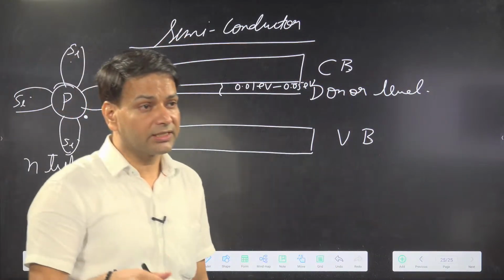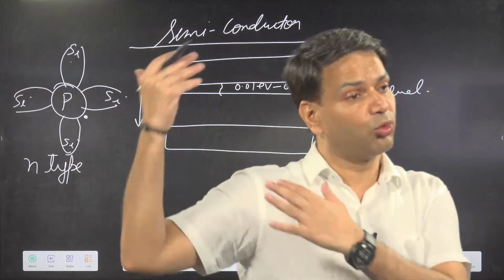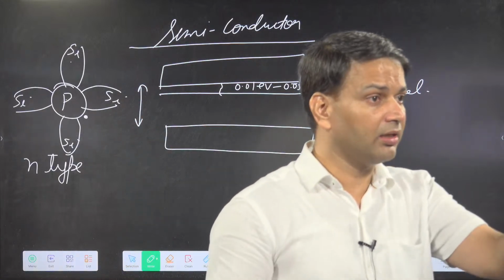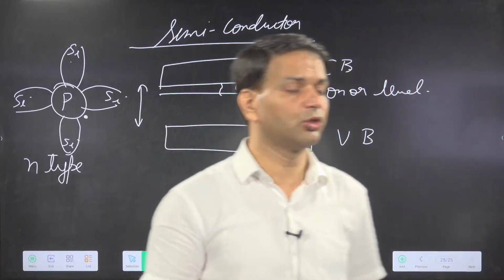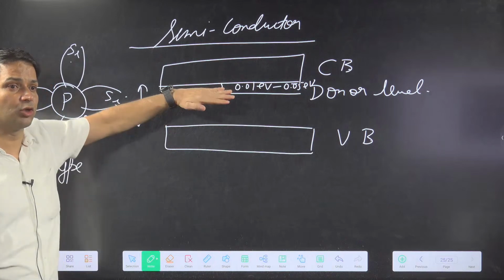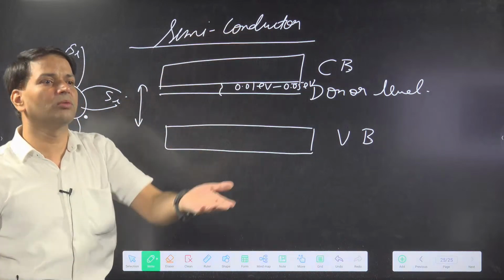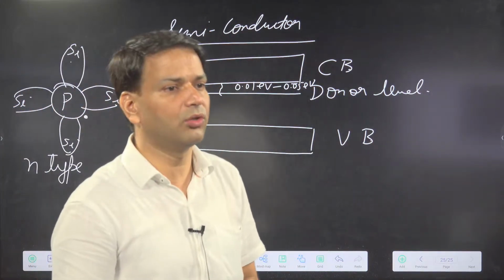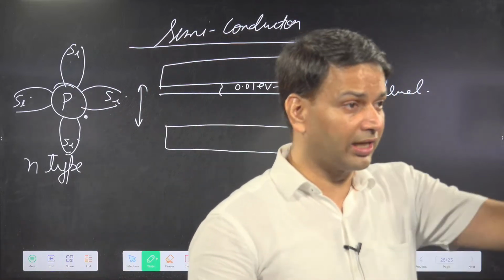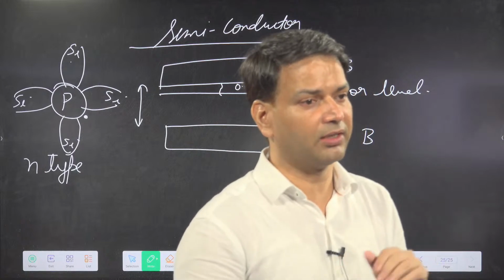So that's why conductivity increases. Earlier it required more energy, 0.7 or 1.1. But now only 0.01 to 0.05 electron volt energy is needed. So the electron will jump from the donor level to the conduction band. When the electron moves, it means current flows. So the N-type semiconductor makes the donor level, and that donor level will be close to the conduction band. Everybody got it?